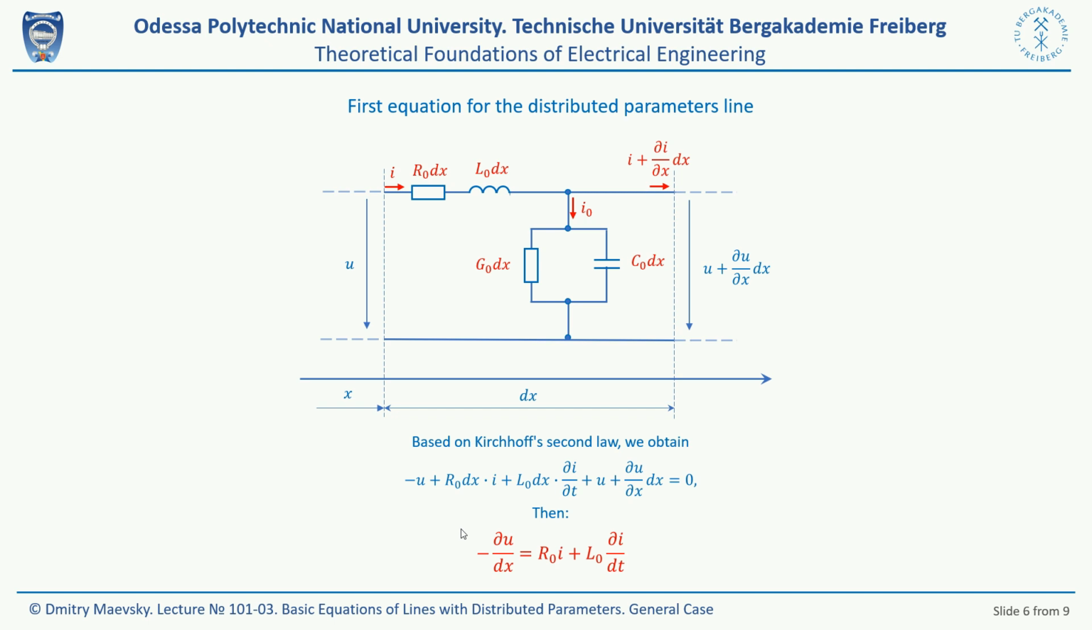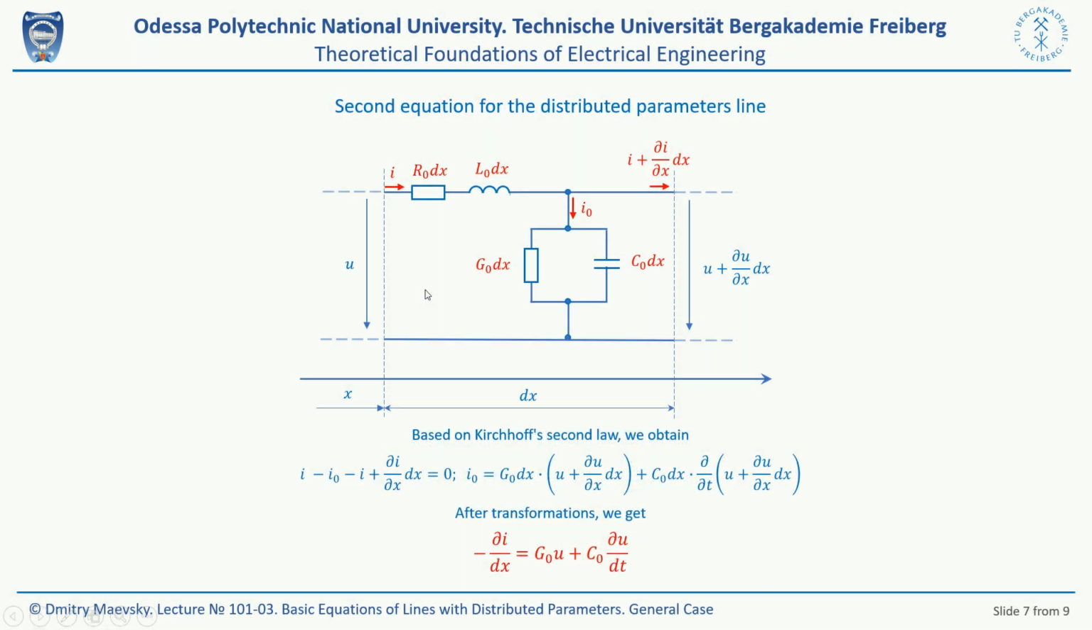For now, we just remember this equation and move on to getting the next equation. To obtain the second equation of the line, we composed the equation of the first Kirchhoff law, known as the law of currents, for this node. Current I enters the node, so there is a plus sign in the equation. The current I0 and the section output current both exit the node. Therefore, in the equation, they are taken into account with a minus sign.